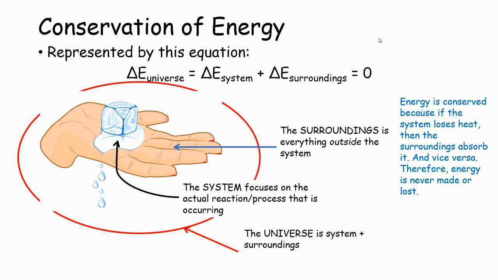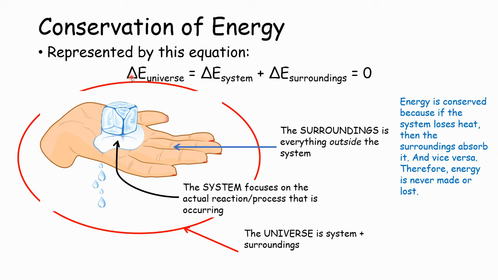But you do need to know conservation of energy, and specifically, you need to know this equation right here. When you see this equation, delta E of universe is equal to delta E of system plus delta E of surroundings equals 0. Delta, of course, means change in, E stands for energy. So the change in the energy of the universe, which is equal to the change of the energy of the system plus the change of the energy of the surroundings, is always equal to 0. This represents conservation of energy.